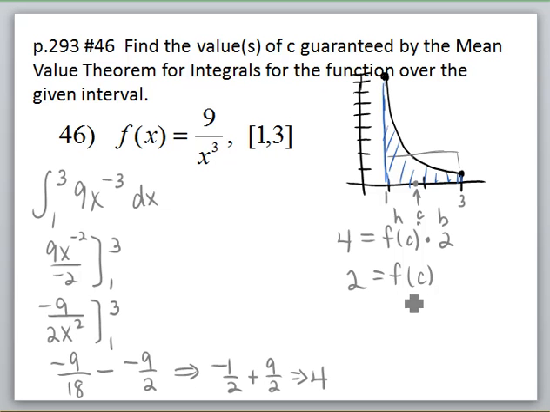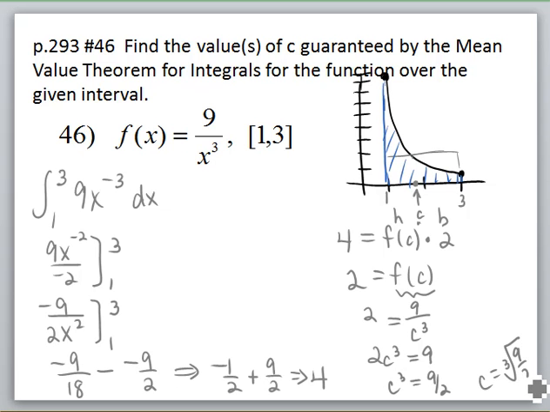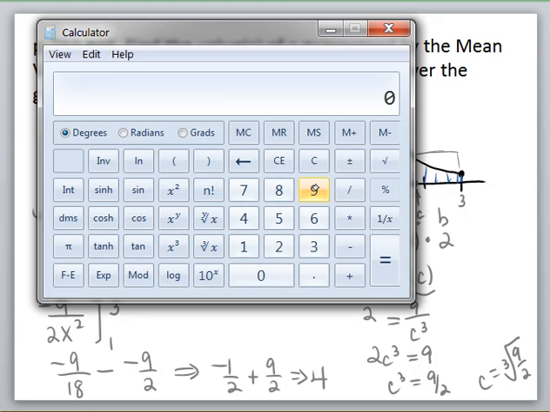So the function itself is 9 over x cubed, and I'll replace the x with a c because that's what I'm talking about, 9 over c cubed. I can then cross multiply and get 2c cubed equals 9, and then divide by 2, and I get 9/2. So my c value is the cube root of 9/2. Now if we want to know what number that is exactly, we'd have to use our calculator to compute that. So I'll do 9 divided by 2, and then I'll take the cube root of that if I can on here.